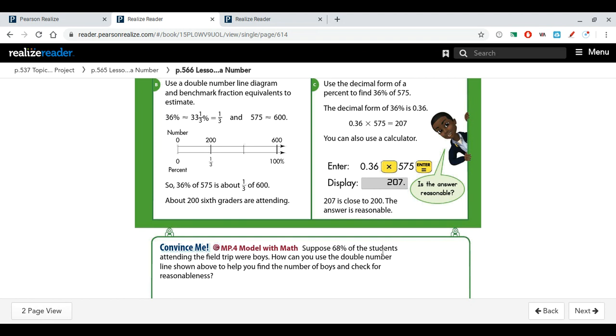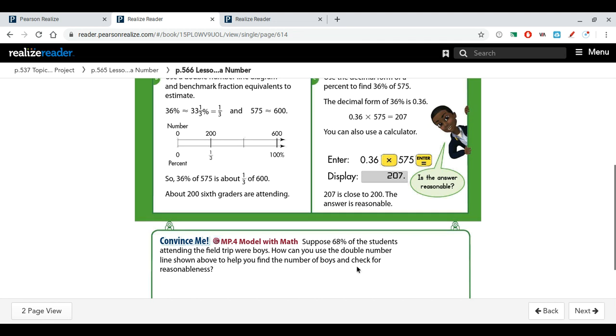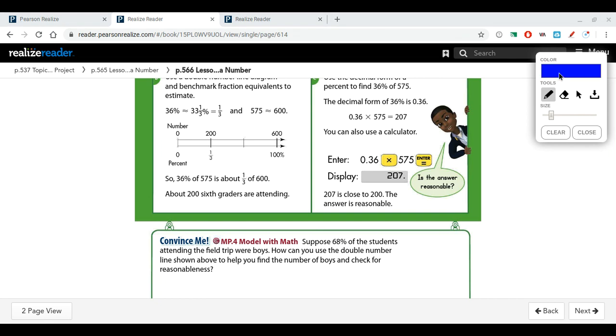Suppose 68% of the students attending the field trip were boys. How can you use the double line shown above to help you find the number of boys and check for reasonableness? So here's my double line diagram. If we take a look at my double line diagram, 68% is really close to 67%.